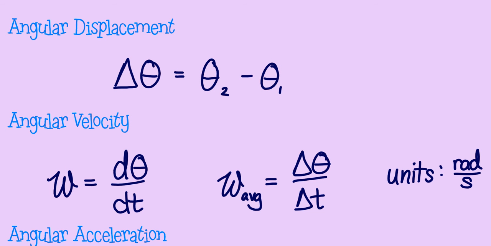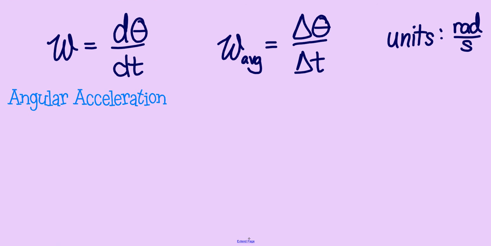Those are our standard units, but quite often you'll see things measured in revolutions per minute, and in that case, you'll want to convert to radians per second.